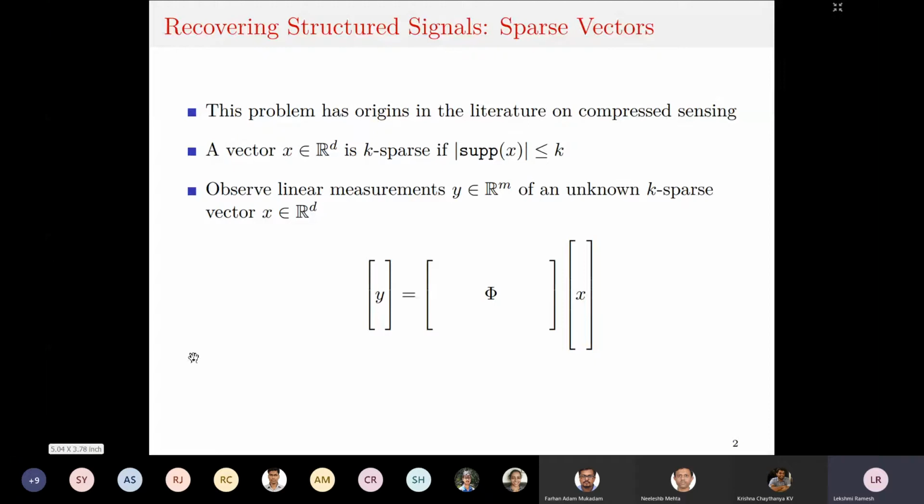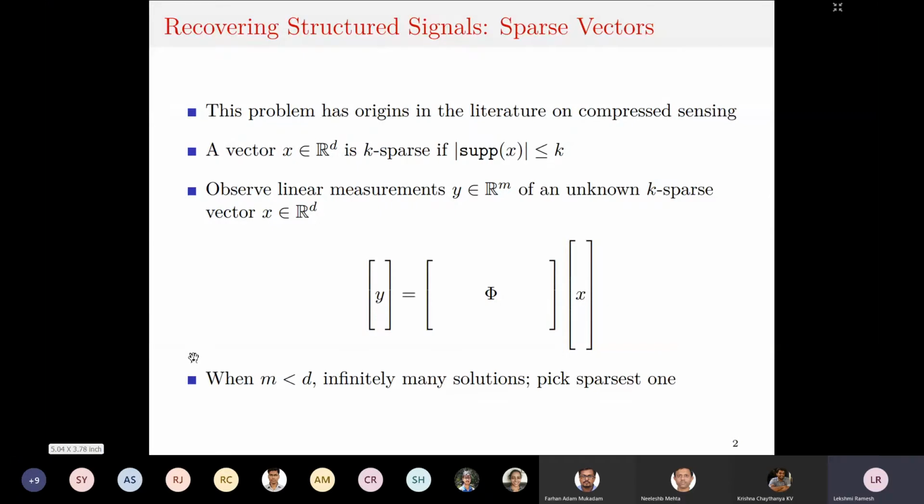Now, we know how to solve this problem if it's a fully determined system; we just have to invert it. The problem here is that it's underdetermined and there are infinitely many solutions. So which one do you pick? Because there is this underlying assumption of sparsity on x, you would like to pick the sparsest vector out of all these possible solutions.